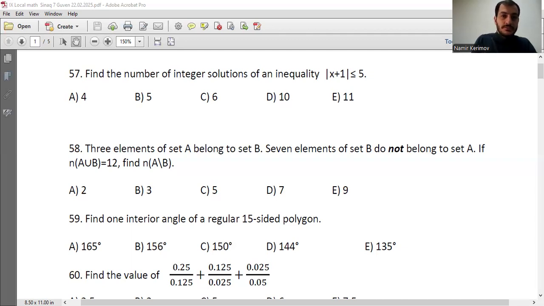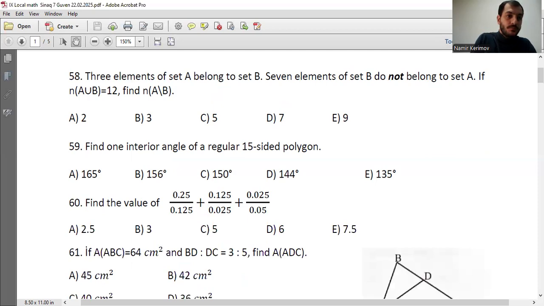In 58, 3 elements of A belong to set B. So we have two sets A and B, and from the first sentence we can say that they have an intersection. So 3 elements of A belong to B. Let's say this one is set A and this one B. So 3 is the intersection.